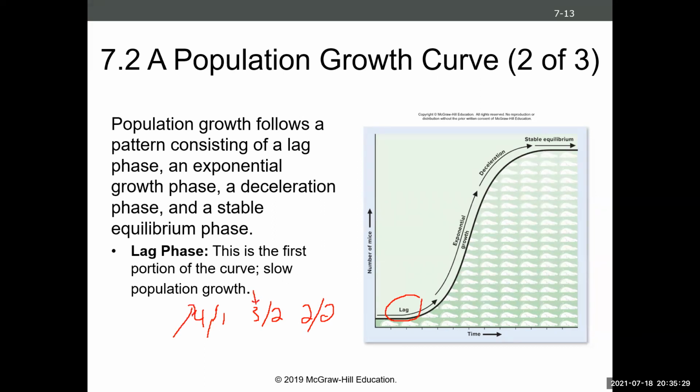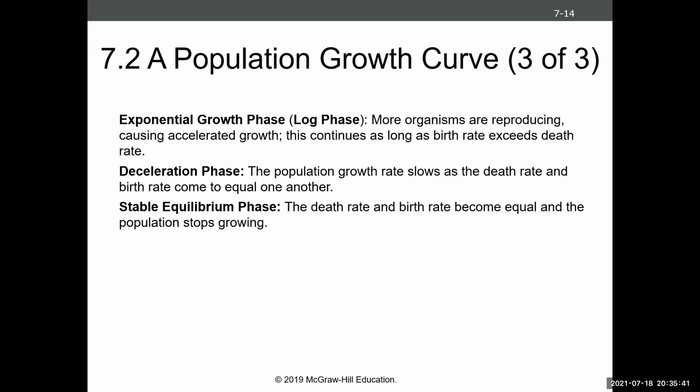Now you're starting to go down, and now you're kind of equal, right? So there's no population growth. And so you get that deceleration to that stable equilibrium. And that's basically what that stable equilibrium is, where that death rate and birth rate become equal. And so that deceleration is when that growth rate's slowing as the death rate and birth rate become equal.